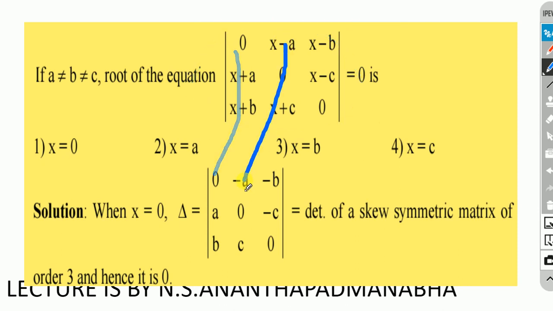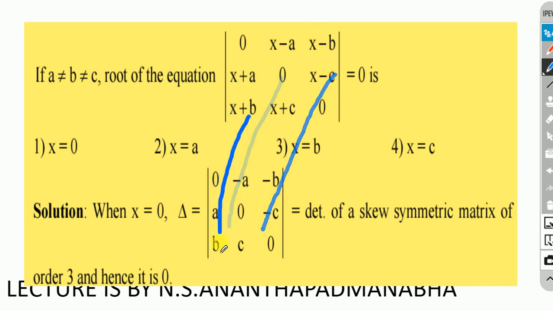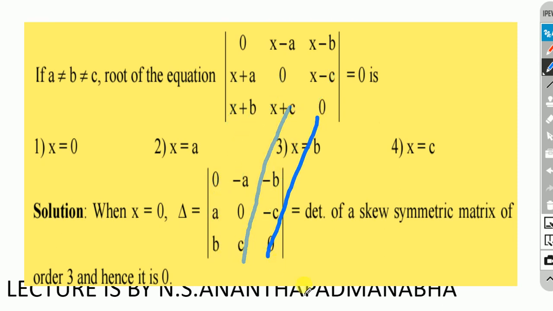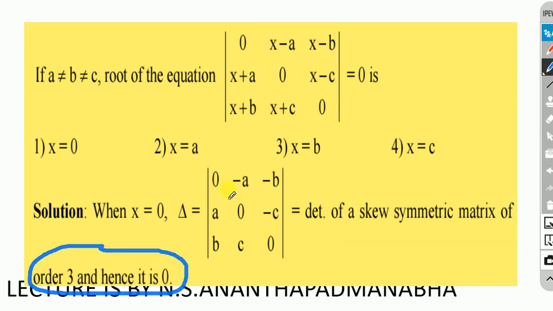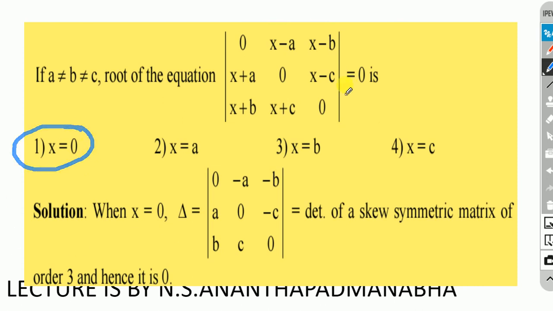When x equals 0, I have minus a, minus b, plus a, 0, minus c, b, plus c, and 0. Again, I got the same concept, the determinant of a skew symmetric matrix of order 3, and hence it is 0. You can observe here that these diagonal elements are 0. I have minus a plus a here, minus b plus b here, and minus c and c here. So the answer is 0. For x equal to 0, this will be 0. That is, a root of the equation is x equal to 0.